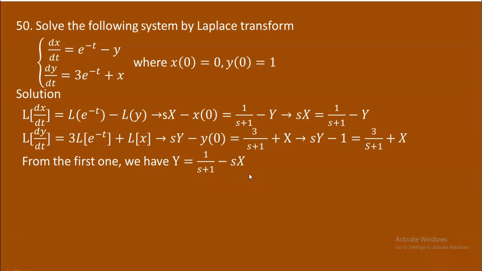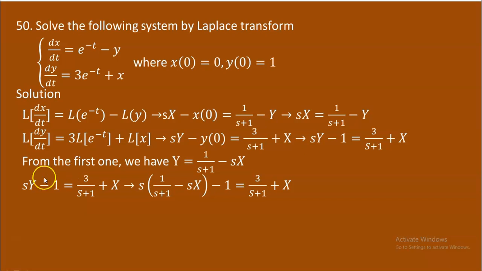What comes from the first one is Y is equal to 1 over s plus 1 minus sX. Directly from this one can obtain capital Y to be 1 over s plus 1 minus sX. So I'm now going to substitute this in place of this Y. After substitution, sY minus 1 is equal to 3 over s plus 1 plus X. I just took this directly from this expression. In place of this Y, I'm now going to put 1 over s plus 1 minus sX. So in place of this Y, I have 1 over s plus 1 minus sX, and this minus 1 is equal to 3 over s plus 1 plus X.